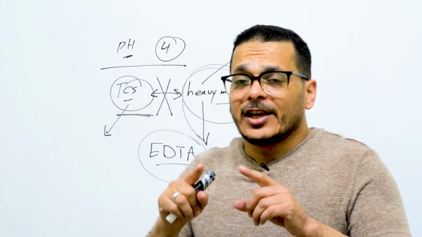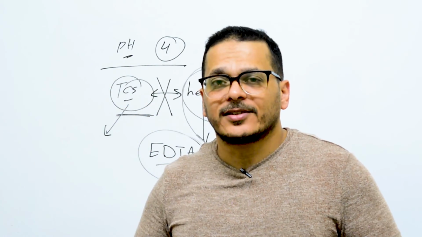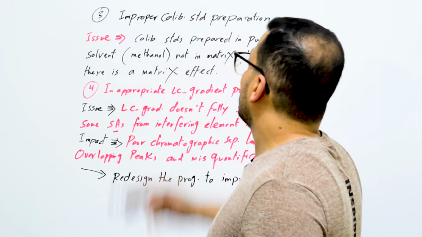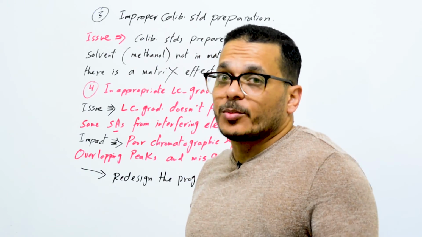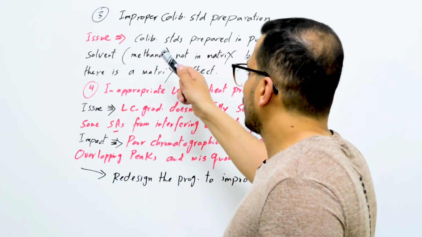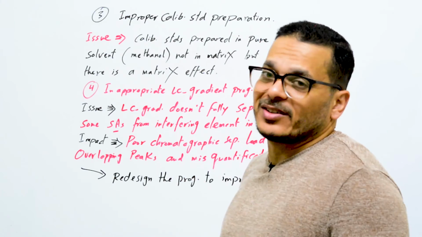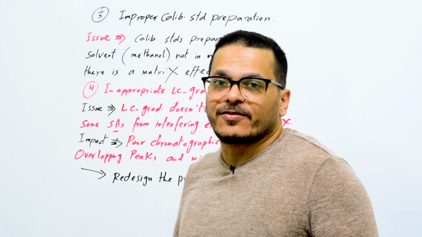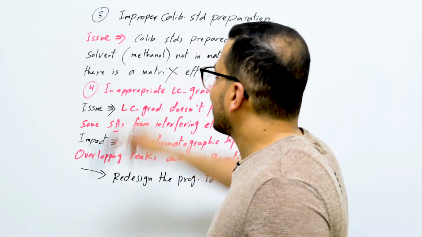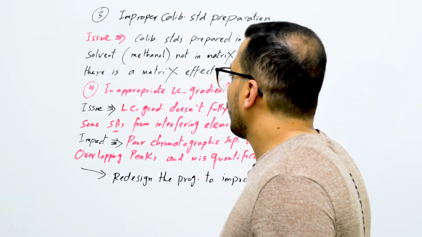This example combined the two issues that I have explained. Another issue I found in the method is improper calibration standard preparation. Calibration standard preparation is easy, you can prepare it easily, but the issue was that calibration standards were prepared in solvent, methanol, not in the matrix, but still there is a matrix effect, and that's explained in the first issue. So that's already explained in the matrix effect. How can you solve this problem?